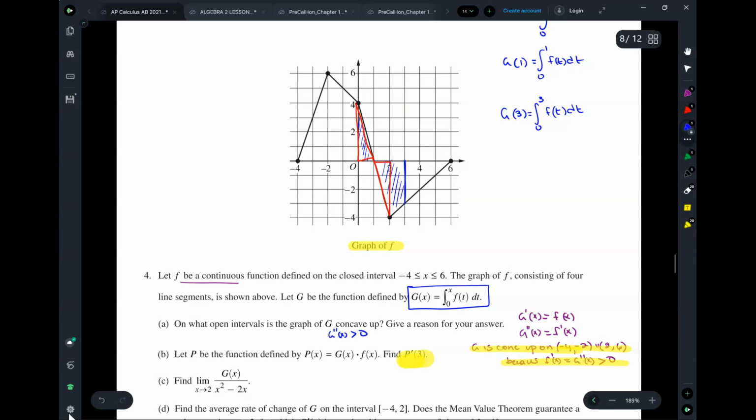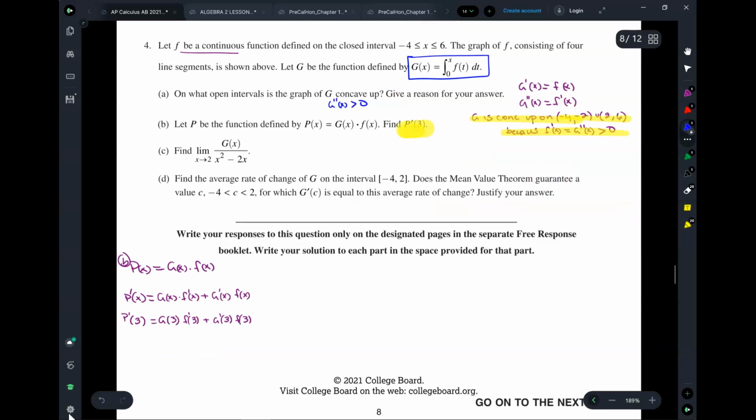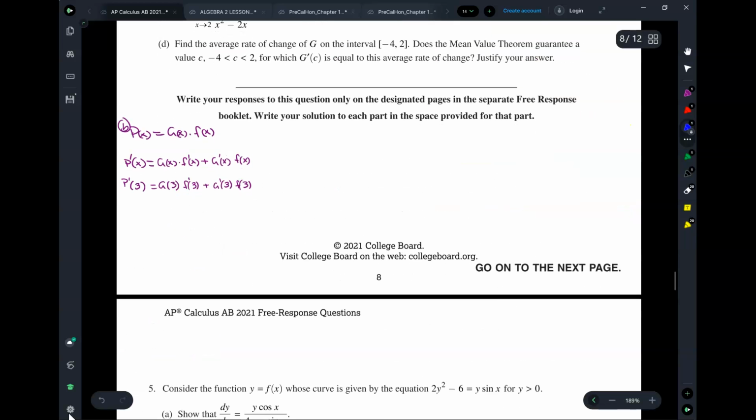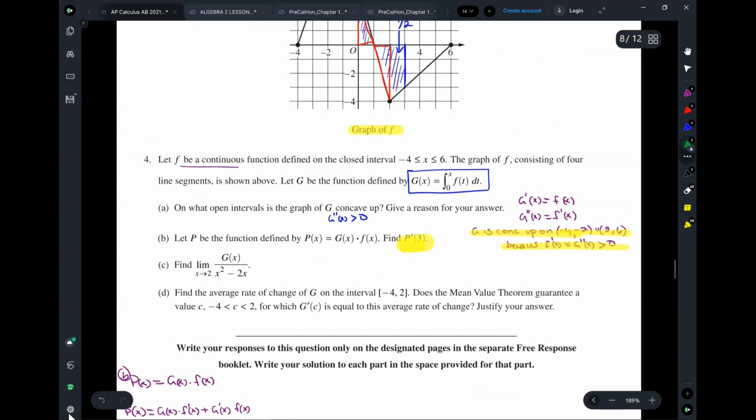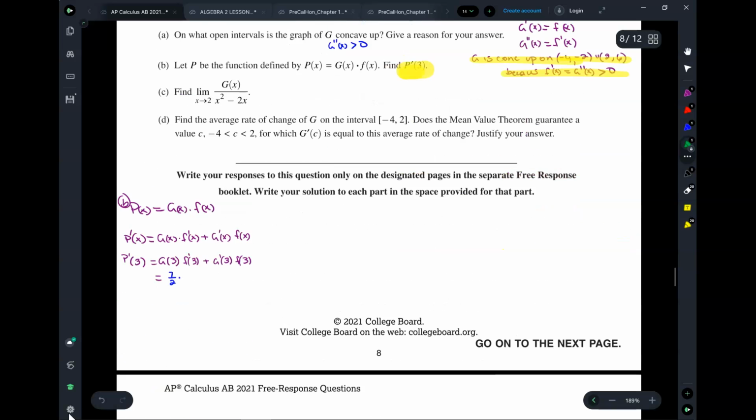That means all you've got left is that trapezoid over there in the blue, which has an area of 7 over 2. So g of 3 is 7 over 2 times f prime of 3. f prime is the slope of f. At 3, what's the slope here? 1.